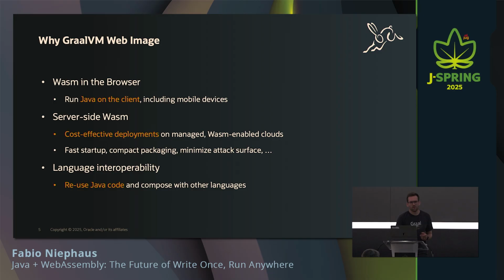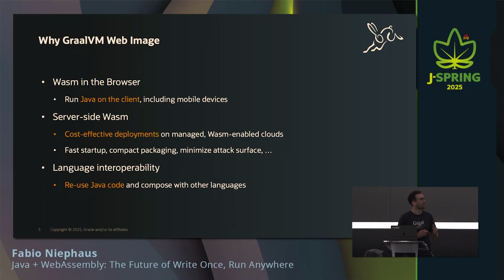Okay, so why would you want to do GraalVM? Well, we call these native executables that you can produce native images. So we thought we call this GraalVM web image, right? You can produce web images. They are using Wasm under the hood. And of course, you can run Wasm and including Java on the client, including mobile devices. So you don't need to ship necessarily a service or run a service for certain things.